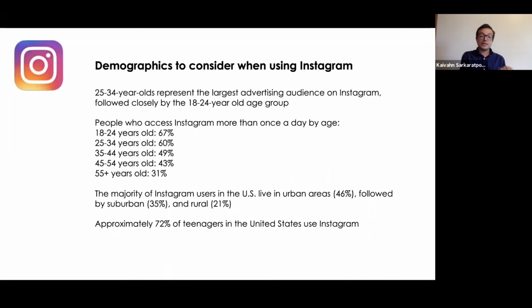As you can see, people who are accessing Instagram usually are going on there frequently, more than once or twice per day. Both of those first two age groups are on there at 60 to 67%, whereas 35 to 54 are in that 40 to 45% range, and then 55 plus are on there a little bit less. The majority of users in the US on Instagram live in urban areas, followed by suburban and then rural. Like I was saying with Facebook, a lot of rural users are on Facebook versus Instagram. So again, it depends on where you live, what audience you're trying to reach, and what demographic. It's important to know where your users are and what platforms they're on.